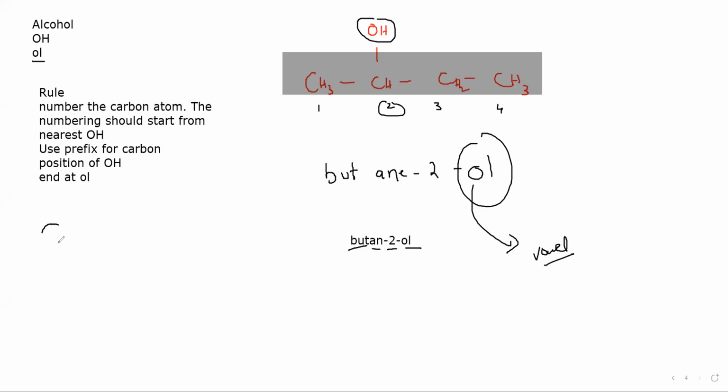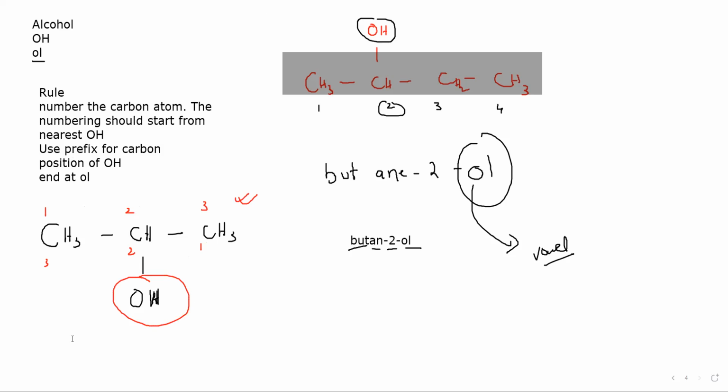Another example, CH3, CH, CH3OH. So we'll count the carbon atoms. 1, 2, 3. Second position, I have a double bond. 1, 2, 3. Second position, I have OH. So in both cases, I can follow the numbering from left to right or right to left. It does not make a difference because in both numberings, the OH is coming with the second carbon.